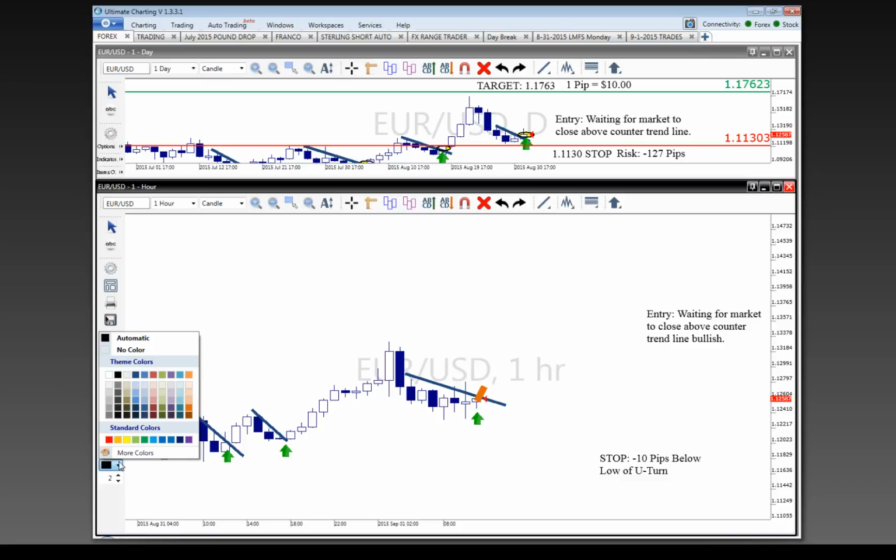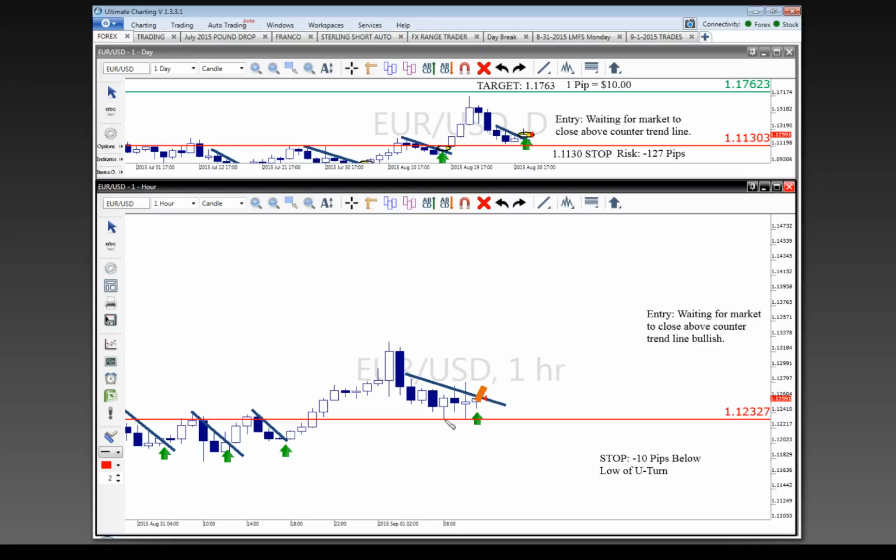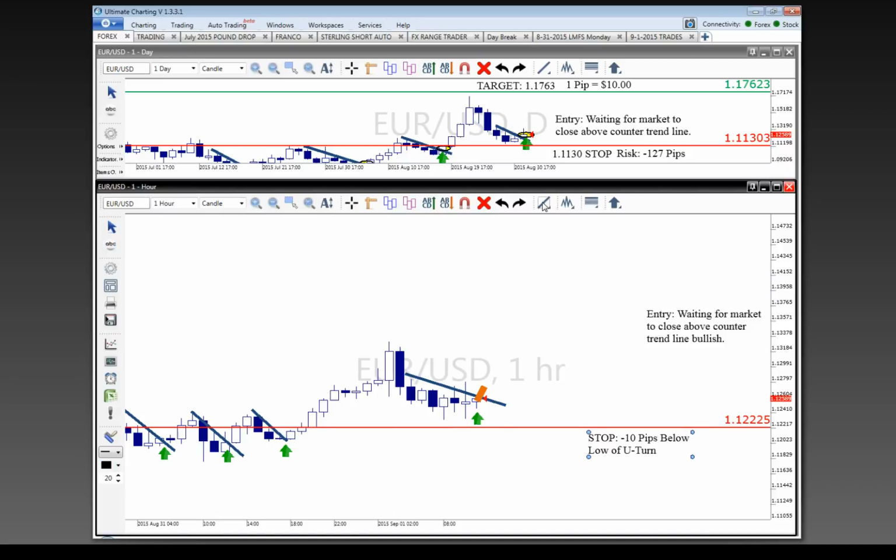And then you're going to look at the low that formed before the U-turn, which is this low, which is 1232. Measure 10 pips below there, 1222 will be the stop. And that risk will be about 50 pips.